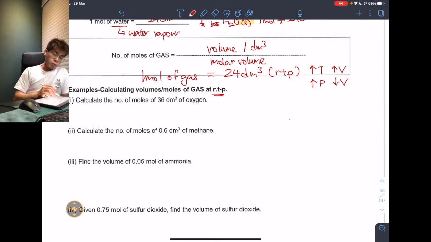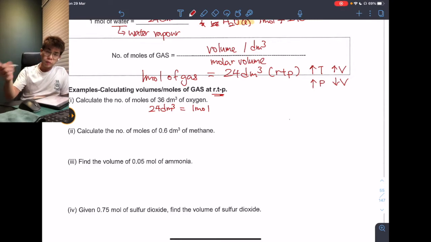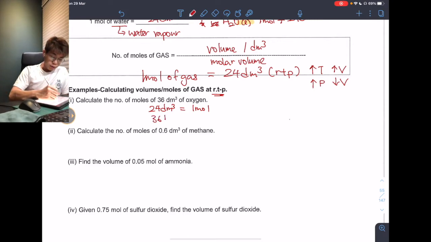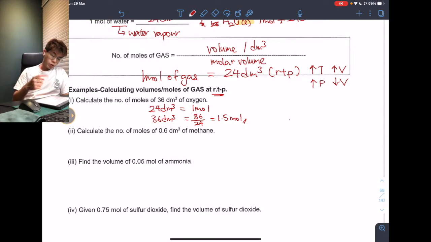Calculate the number of moles of 36 dm cube of oxygen. Molar volume said that 24 dm cube of any gas is equal to 1 mole of gas. So just using the ratio method, 24 dm cube is 1 mole. So 36 dm cube, how do I find this? It is 36 divided by 24. So I believe this is equal to 1.5 mole of gas. Okay, so this is the ratio method. Let's try the next one.